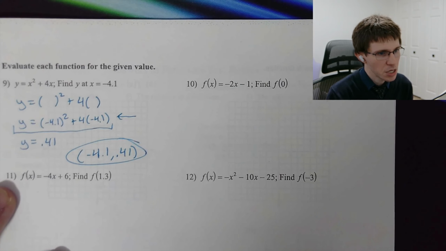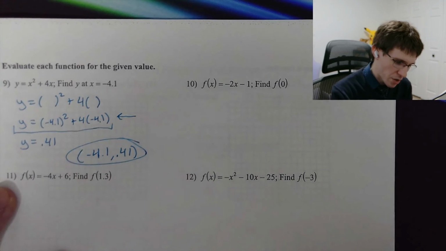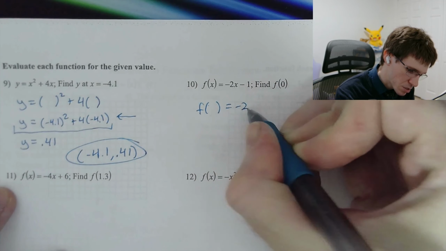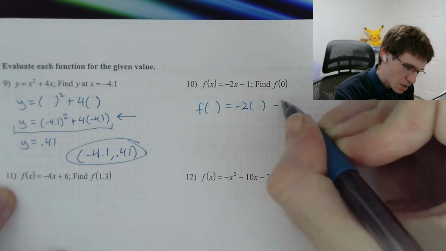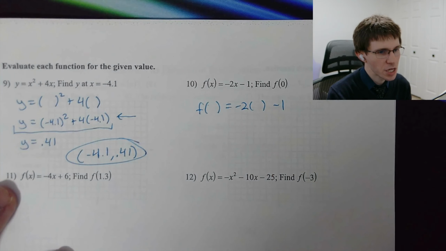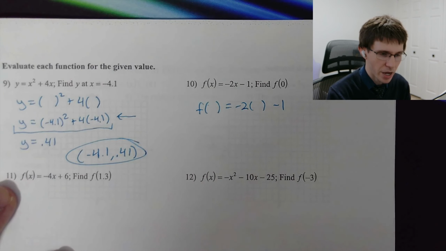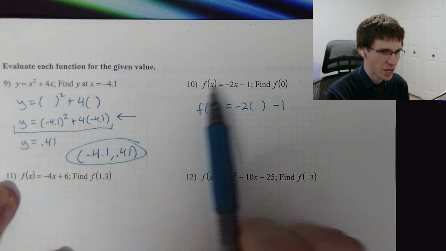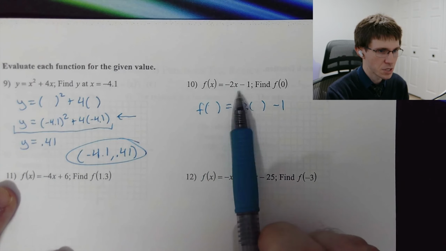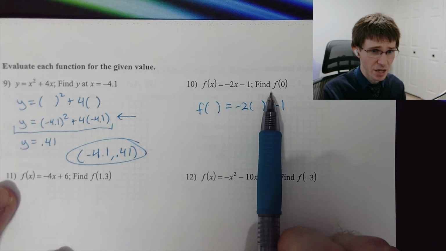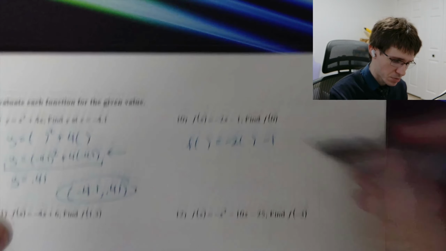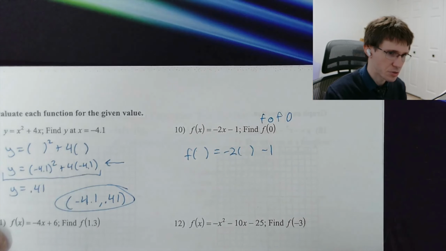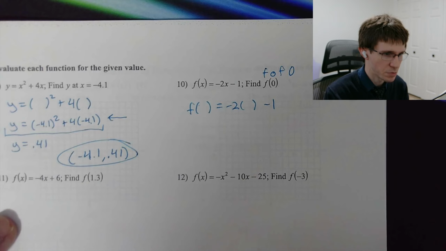So on question number 10 here, we're doing the same exact thing. Everywhere that you see an x, you are instead writing a parentheses. And then after that, you are filling in the number that x is going to be. And in this case, you have 0. And again, this is said f of x equals -2x minus 1, and you're finding f of 0. So I'm going to say that out loud. This is f of 0. That is how you say that. You say the word of in between there.